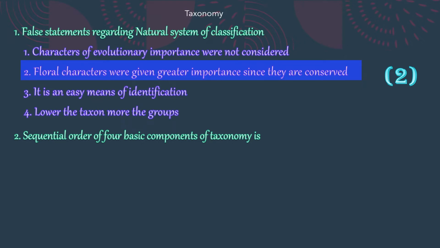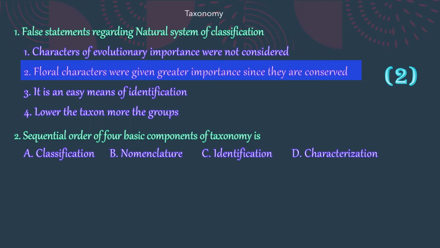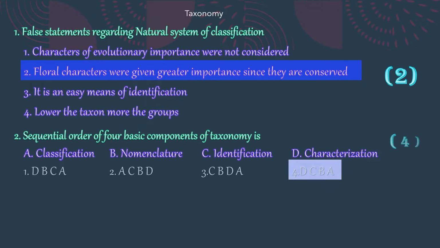Sequential order of 4 basic components of taxonomy is: A, classification; B, nomenclature; C, identification; D, characterization. Now see the options. Option 1, D, B, C, A. Option 2, A, B, C, D. Option 3, C, B, D, A. Option 4, D, C, B, A. The answer is 4. Sequential order of 4 basic components of taxonomy is characterization, identification, nomenclature, and classification.